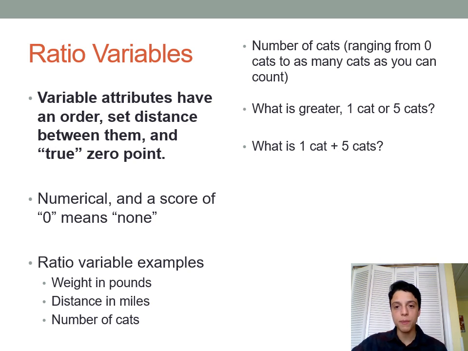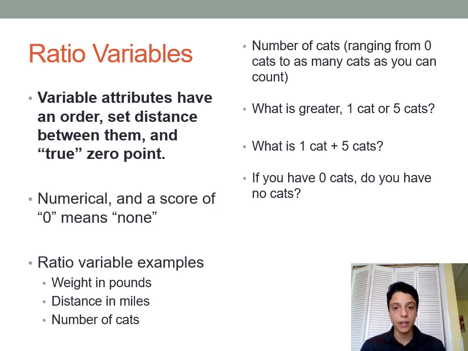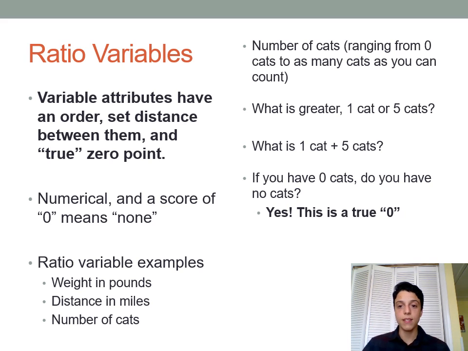It's a numerical variable, meaning that we can do math with it. So 1 cat plus 5 cats, well, now you have 6 cats. And then finally, for this answer to our question of whether we have a true 0 point, you can say pretty definitively that if you have 0 cats, you have no cats. So this would be a true 0 point, where 0 means that there is none of the thing that you're measuring.